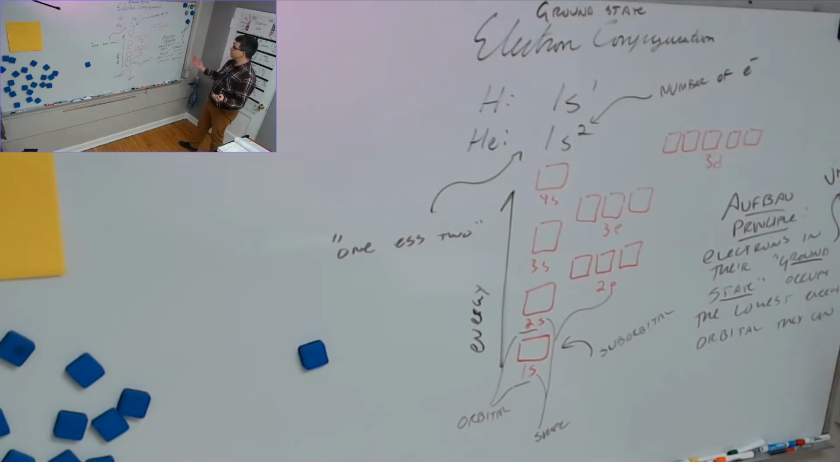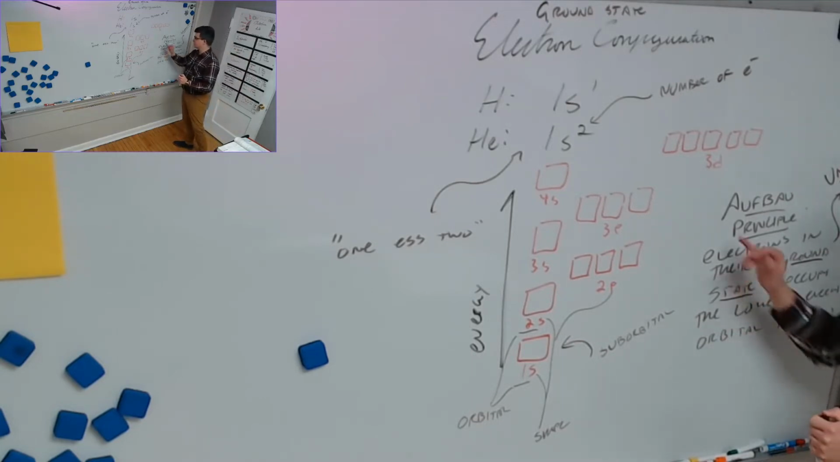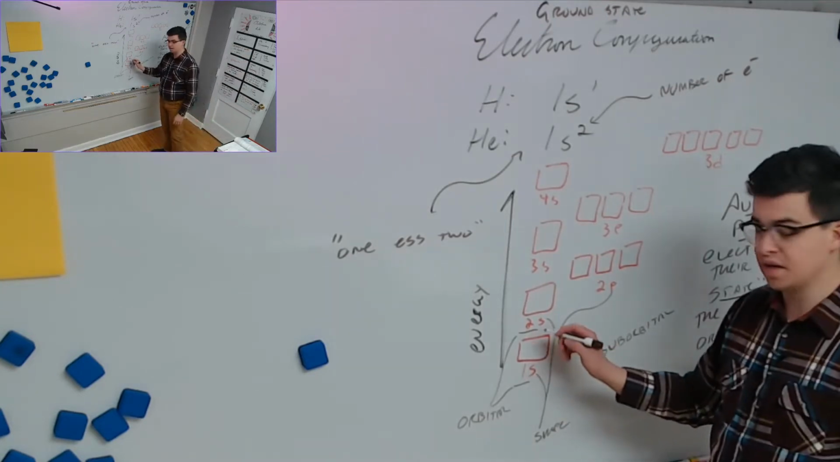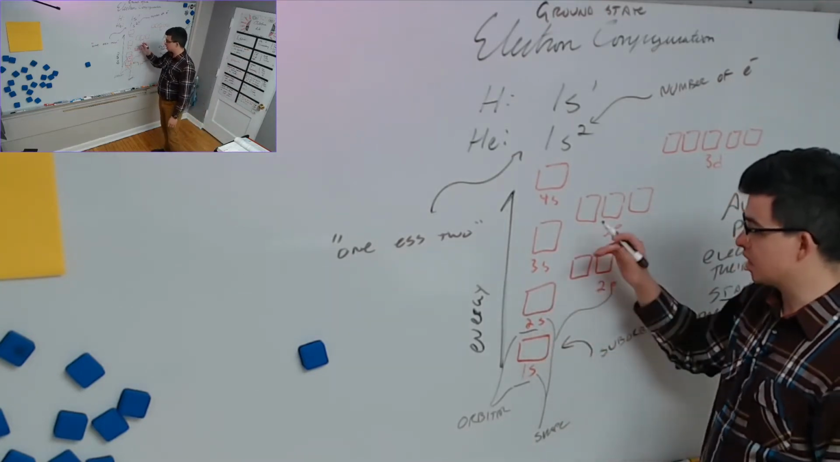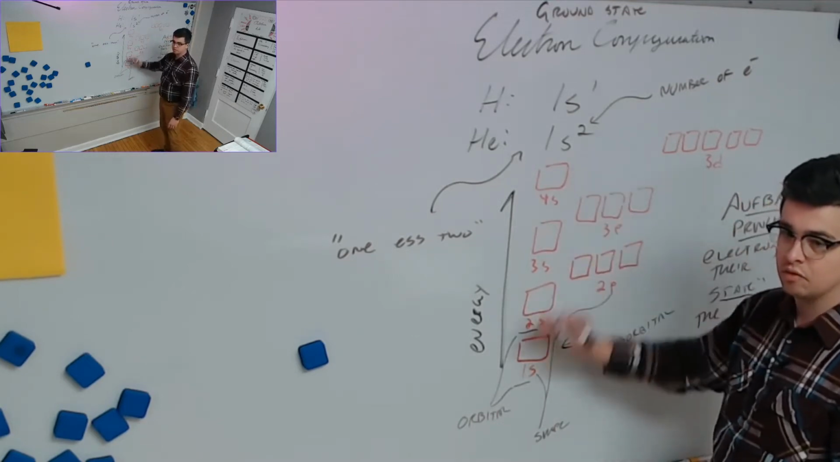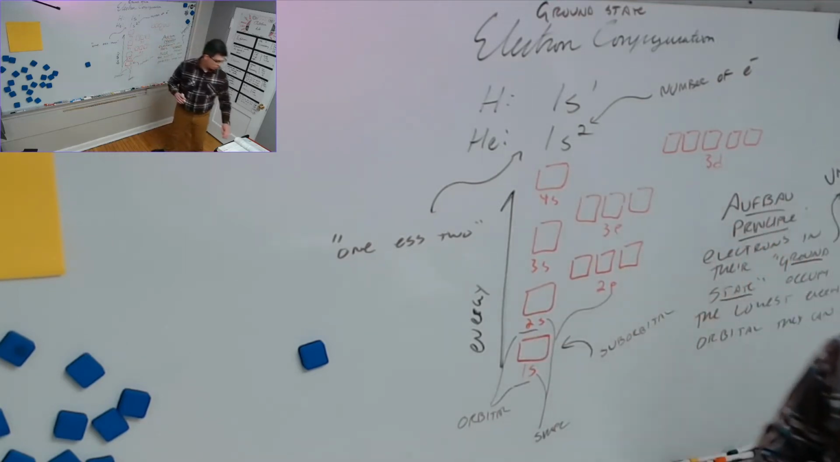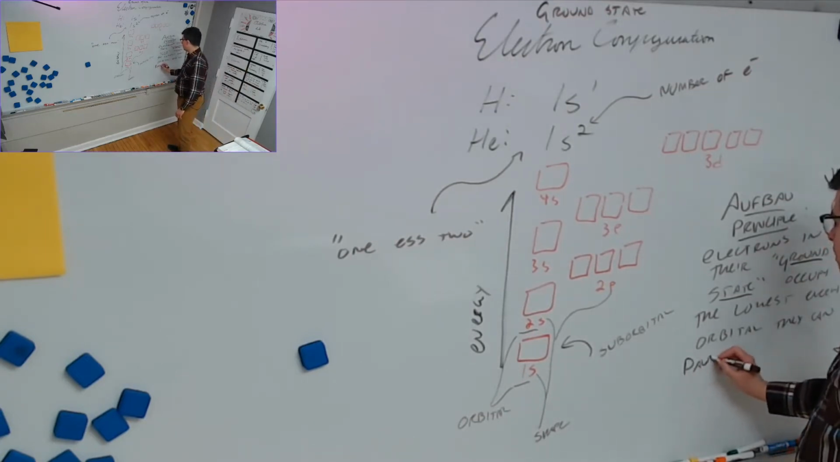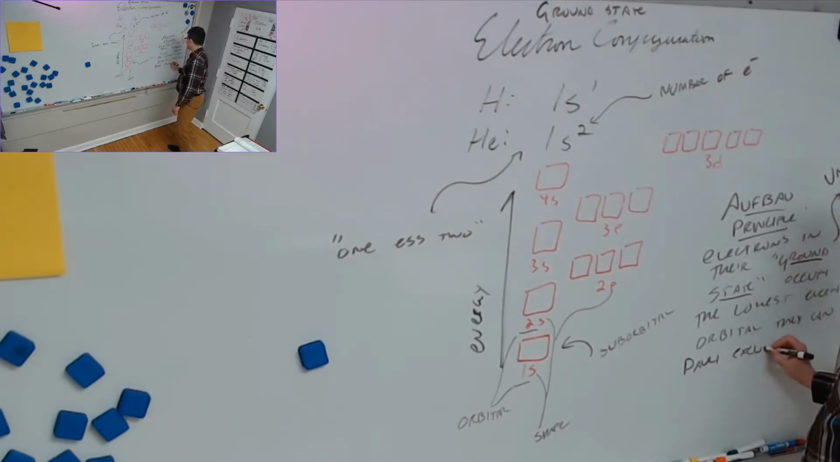Okay, and then we're going to talk about more rules in a second, but this rule tells us that for any given atom, we just start cramming in electrons, which we indicate with arrows, into these boxes from the ground up. That's the Aufbau principle. Another rule is the Pauli exclusion principle.